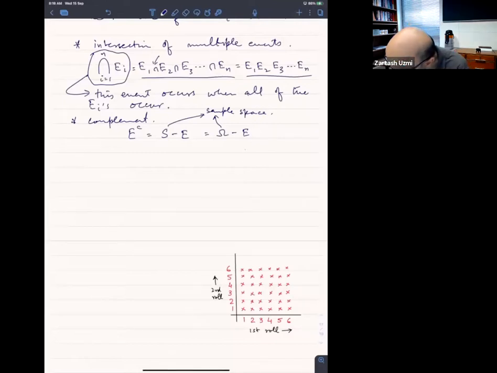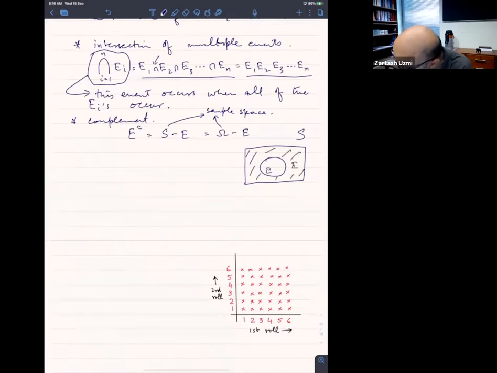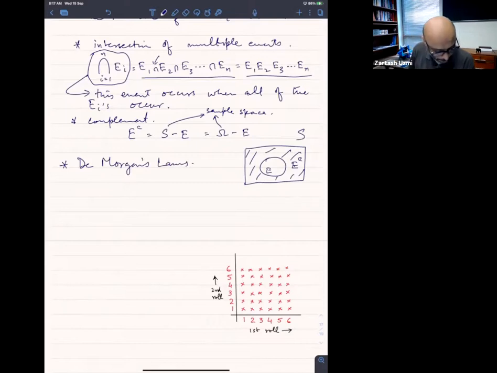So in a Venn diagram, we can show it like this. So you have an event E, everything outside E is E complement. Okay. Then in set theory, we also have what we call De Morgan's laws. There are two of these, or maybe more, at least two of them relevant to us in the current discussion.